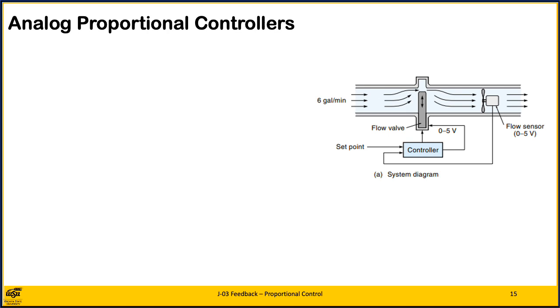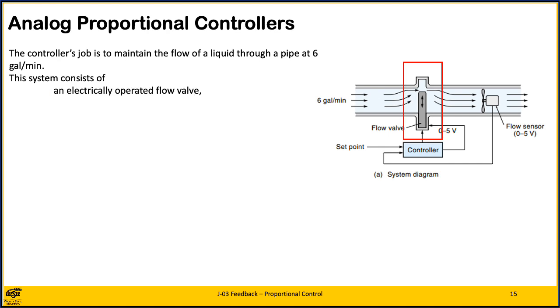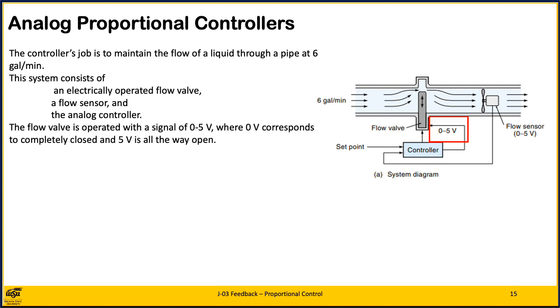An analog controller typically uses op-amps to provide the necessary gain in signal processing. For example, consider the flow control system illustrated. The controller's job is to maintain the flow of liquid through a pipe at 6 gallons per minute. The system consists of an electrically operated flow valve, a flow sensor, and an analog controller. The flow valve is operated with a signal of 0 to 5 volts, where 0 volts corresponds to completely closed and 5 volts is all the way open.